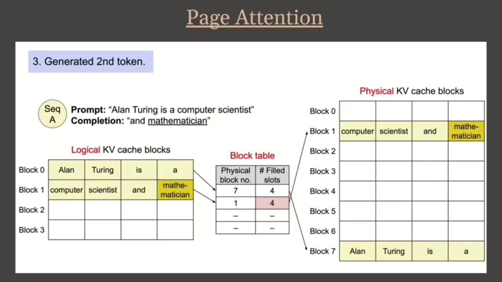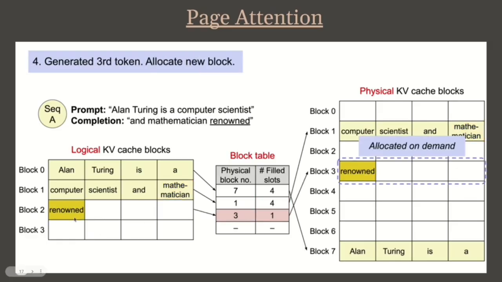You can see when the new prompt "mathematician" is generated, our block table gets updated, and here we can see our 4 blocks are filled. And when the next one came, which is "renewed", it allocated space for that prompt automatically, or dynamically, in our physical KV blocks. And our block table also got a new value, which is "renewed" stored in the physical block number 3.